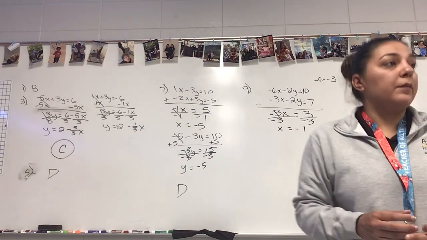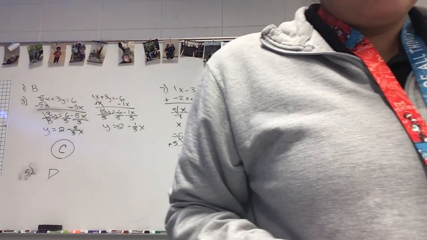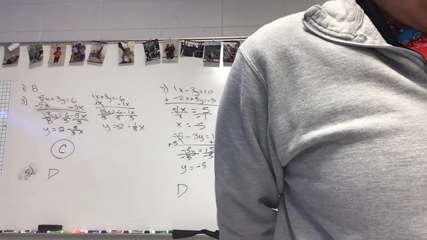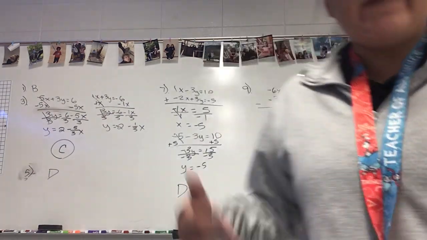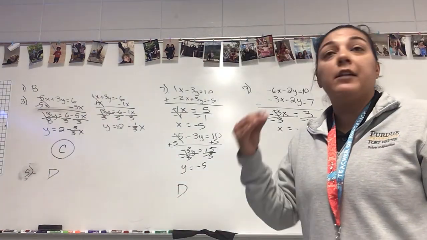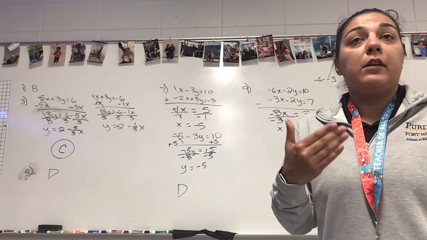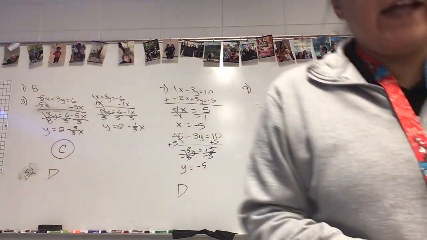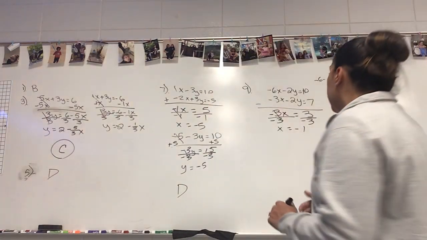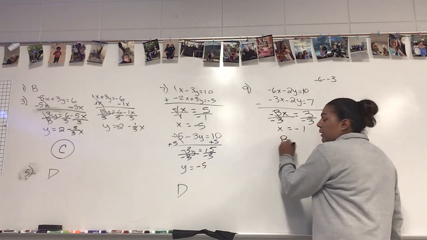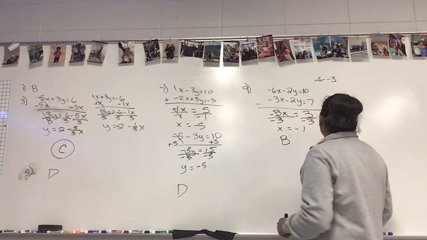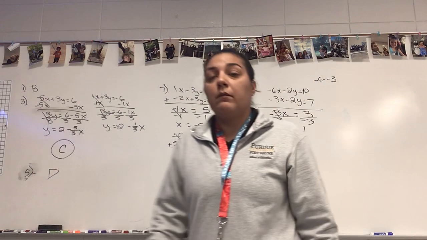What could you eliminate? Everything? Yeah, okay, so you don't even have to finish the problem because all I check is did you circle A, B, C, or D? So we know that x is negative 1, and so our answer choice is going to be B. Is that right, B? Did I look at that right? Okay, thanks.